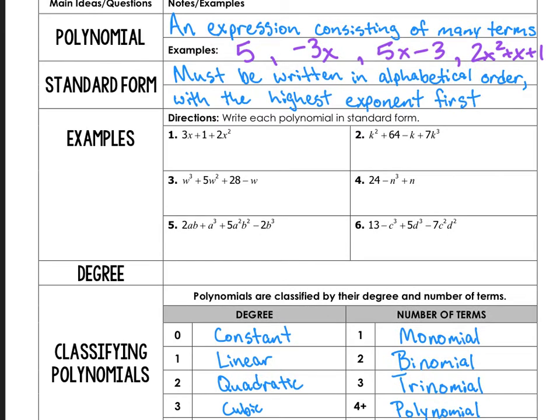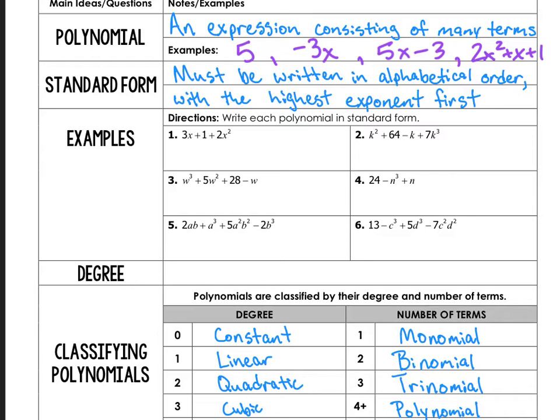When we look at something such as 1, and I think I am going to change my color up. Now, the examples here say, write each polynomial in standard form. Remember what standard form is. It's just everything in alphabetical order with the highest exponent first. So if I look at number 1, for instance, I see 3x plus 1 plus 2x to the squared power, or 2x to the second power, whichever one you want to say. Now, luckily, there's only x. There's no other variables.